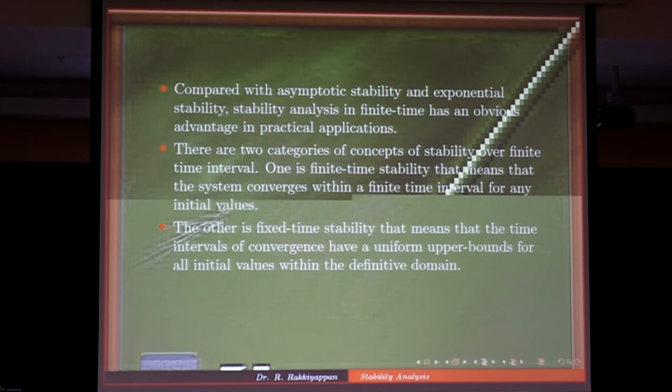The other one is the fixed time stability. In this case, the fixed time stability is itself a finite time stability, and also we want to estimate the settling time for all initial conditions. If you give any initial condition, the system will be finite time stable, and also you have to calculate the settling time. This is the difference from finite time stability. So one additional thing is that we want to calculate the settling time for fixed time stability.